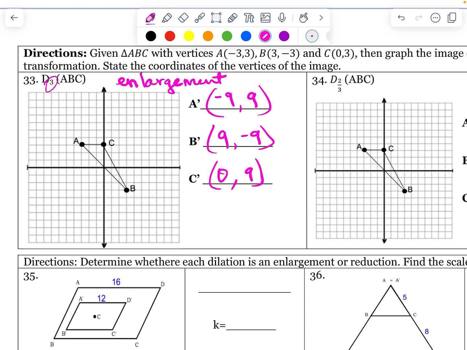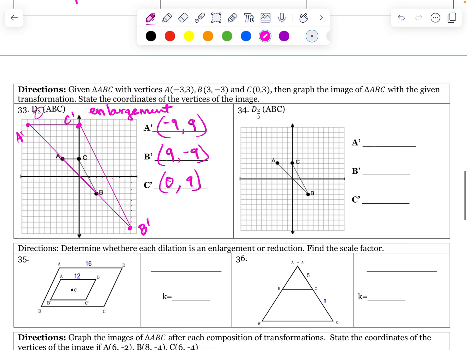We will take off. So (0, 9) is going to be up here, C prime. (-9, 9) is up here, A prime. And (9, -9), B prime. Did I get that right? Let's make sure it's 9. 1, 2, 3, 4, 5, 6, 7, 8, 9. Just ends up kind of being on top of it, but it still got bigger by a factor of 3.